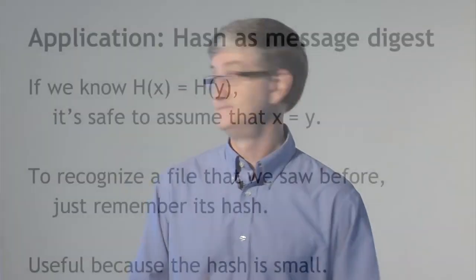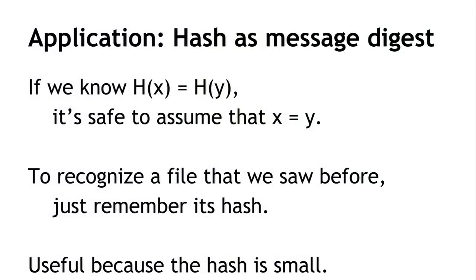Now, one thing I need to note is that there's no hash function in existence which has been proven to be collision-free. There are just some that people have tried really, really hard to find collisions and haven't succeeded. And so we choose to believe that those are collision-free. Okay. Now, what good does collision freedom do us? If we can assume that we have a hash function that is collision-free, then we can use that hash function as a message digest. And what I mean by that is the following: if we know that x and y have the same hash, then it's safe to assume that x and y are the same.